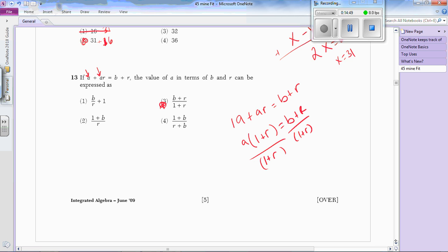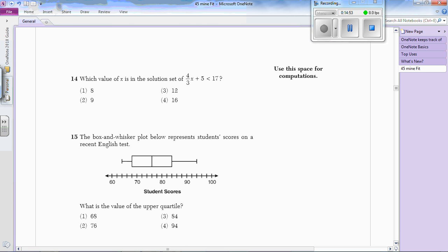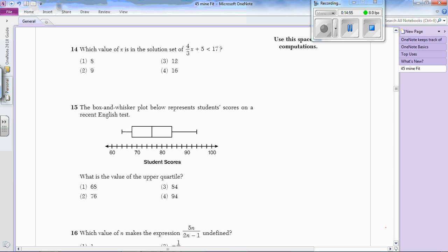Number 3. All right. Two more problems in this first segment, and then we'll be done, and then I'll move on to the next segment. Which value, blah, blah, blah. Now be careful. This is going to be one of those tricky ones. It's got the strictly less than. Of course, you can just do 8 sto x. Type this in. See if it's less than 17. 9 sto x. See if it's less than 17.